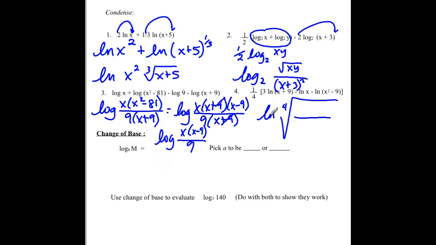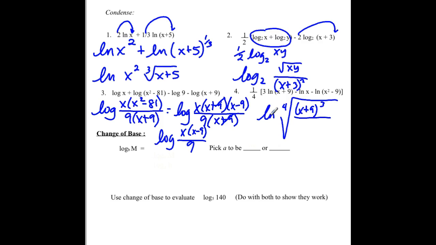Okay. We know we have division involved. Which pieces are going to go on the top in the numerator? The x plus 9 part. And this 3 that's in front of that goes back as a power. So we should have an x plus 9 cubed on top.